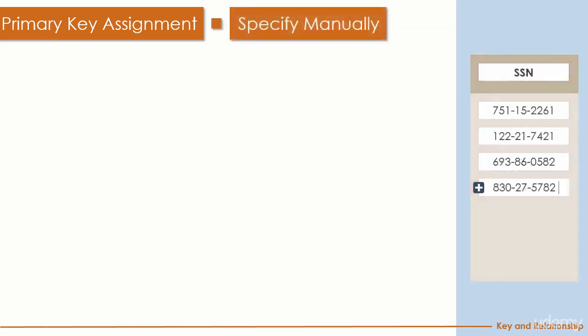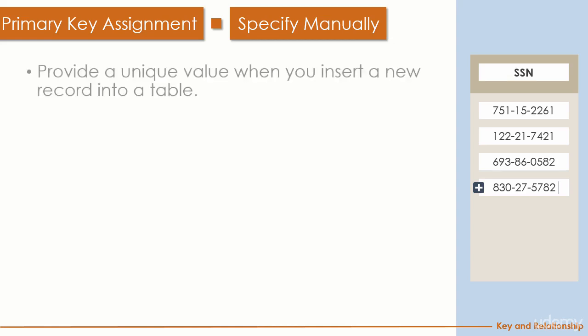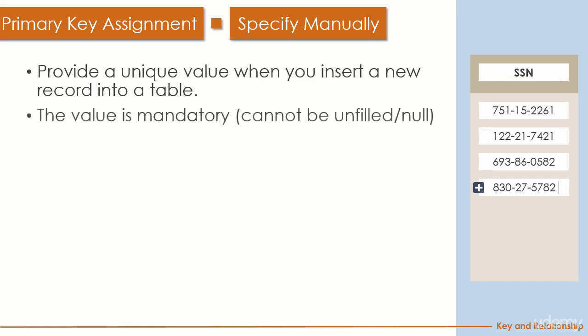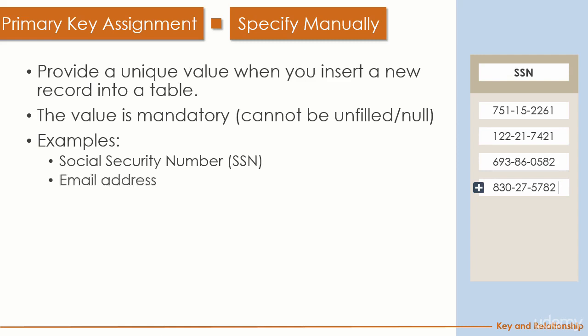The second option is to specify the ID manually. Take the SSN as an example. When you insert the record into the table, you need to provide the SSN at the same time. The value is mandatory. It cannot be null or empty. Examples of a manually assigned primary key could be the social security number, the email address, if you don't allow the user to change the email address, or the ISBN, which is quite unique.